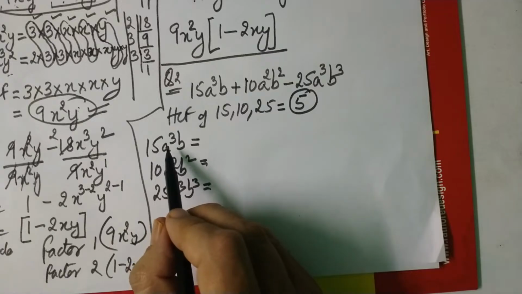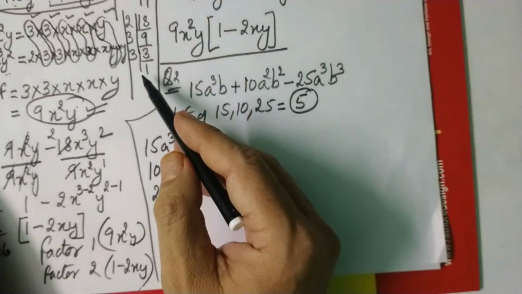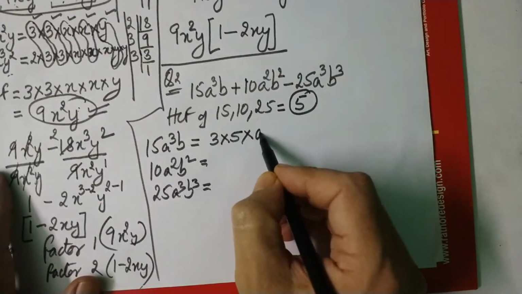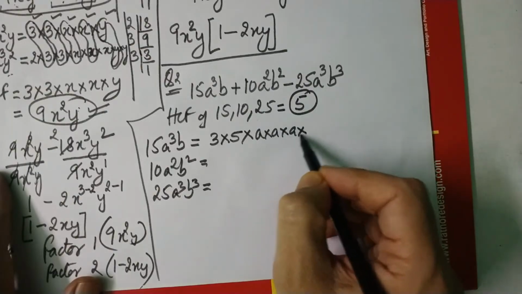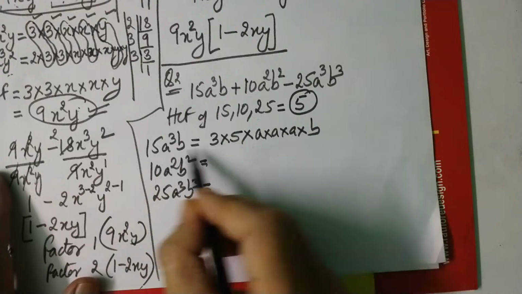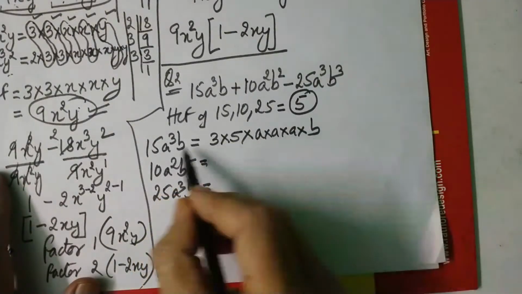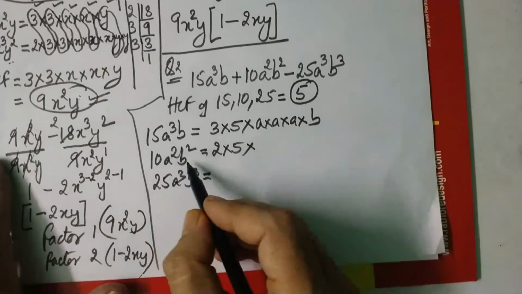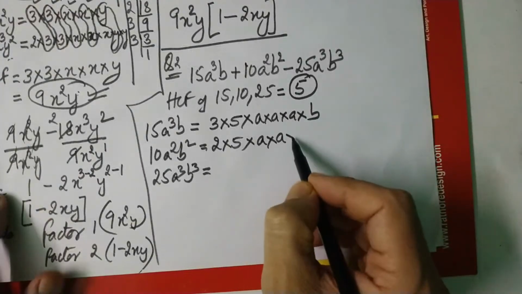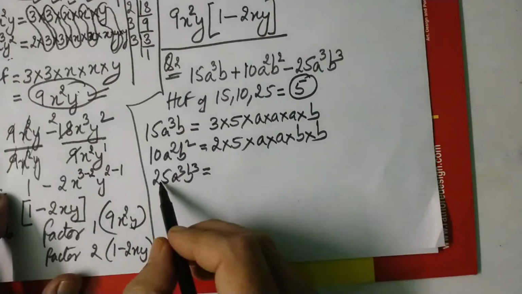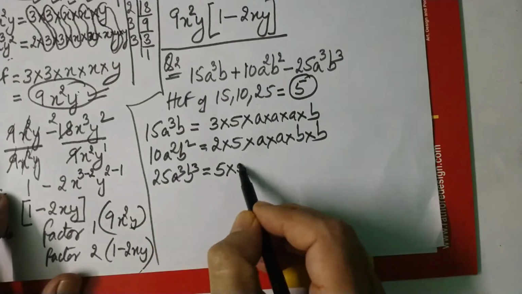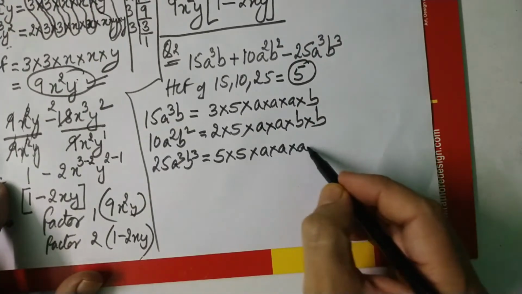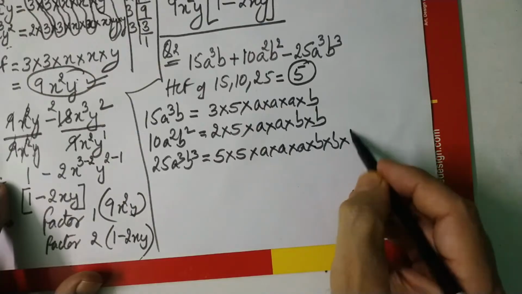The factors of this are found by this factor method. The factors will become 3 into 5 is 15, a into a 3 times and b. See, 15 means 3 into 5, a power 3 means a into a into a, and b. 10 means 2 into 5 is 10 and then a square, so it will become a into a, into b into b. Then 25, factors of 25 are 5 into 5, multiplied by a into a into a, into b into b into b. See this step.